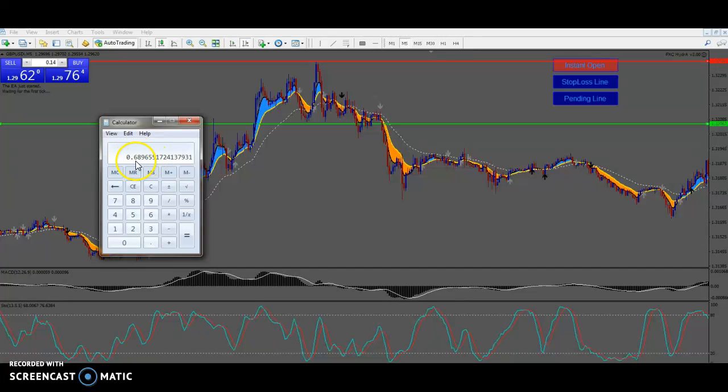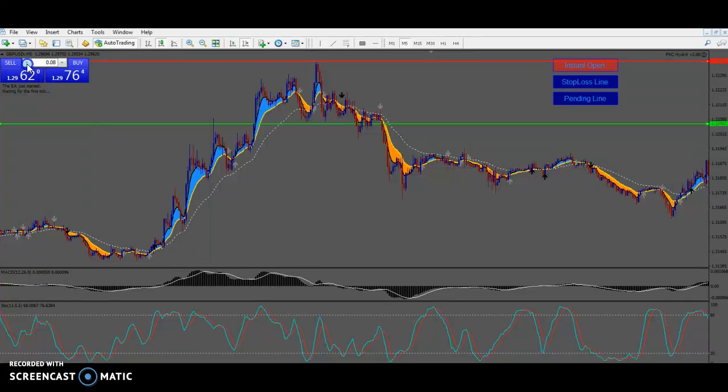So 68 cents, 10 cents increments on MT4. We will round it up to the nearest dollar. So therefore, we would do 70 cents. Boom, right here. And that's our order that we would put in.